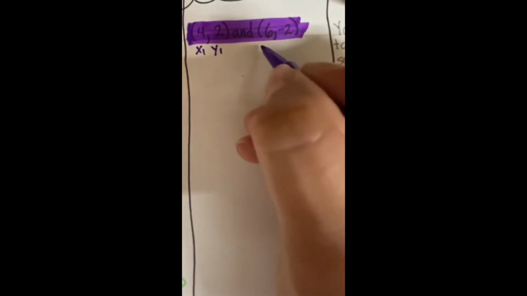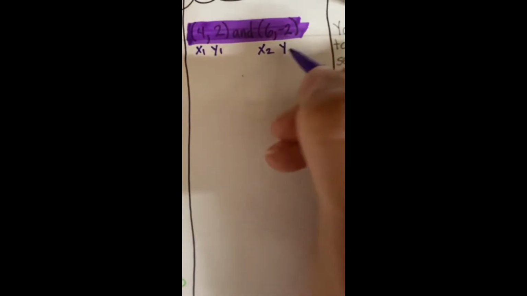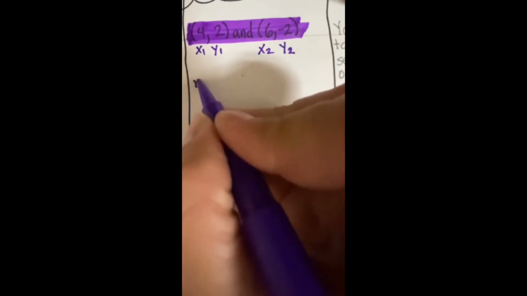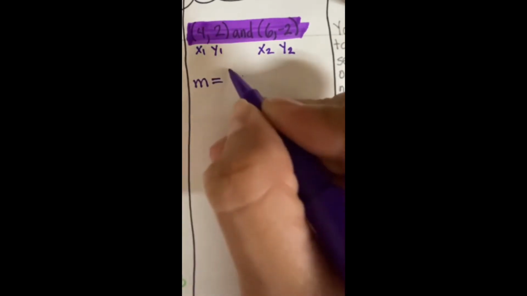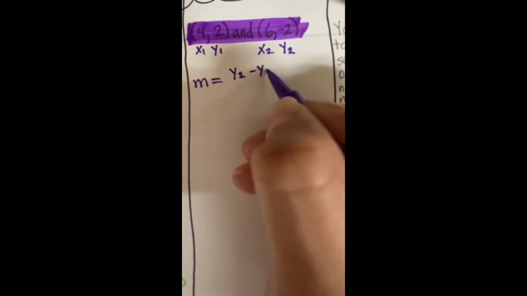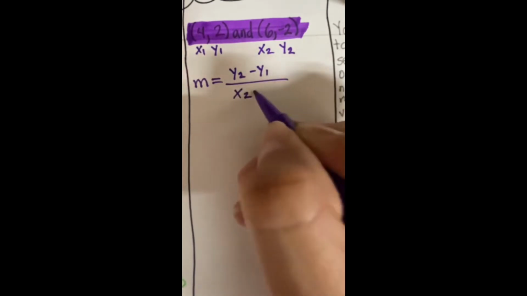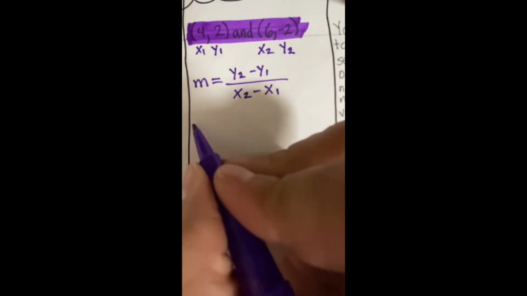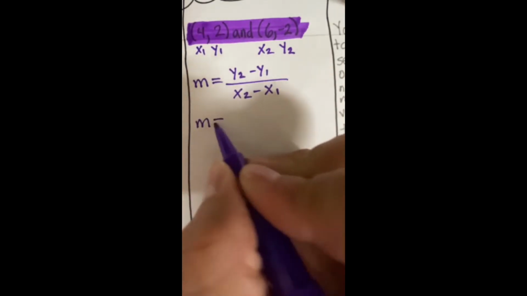So the third example, if they give you 2 points, what you're going to do is label your points. One is going to be your point 1, so you're going to label it x1, y1. The other one would be point 2, so x2, y2. Then you're going to use your slope formula. So your slope formula is y2 minus y1 divided by x2 minus x1. Let's go ahead and replace the variables with the numbers.